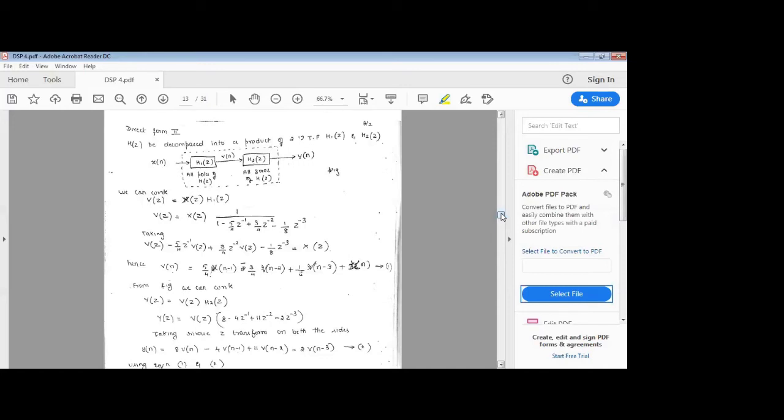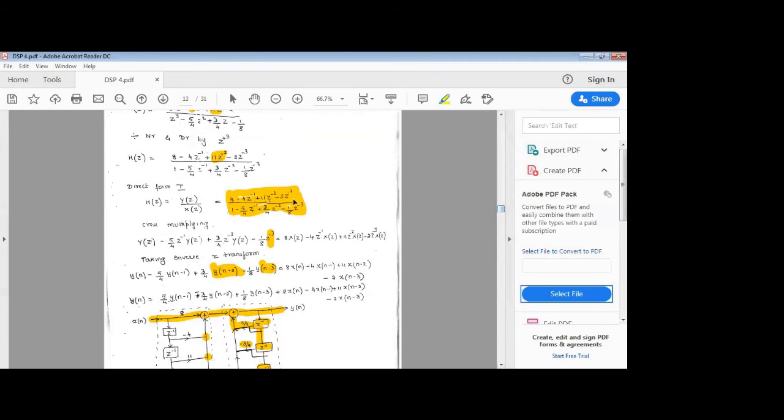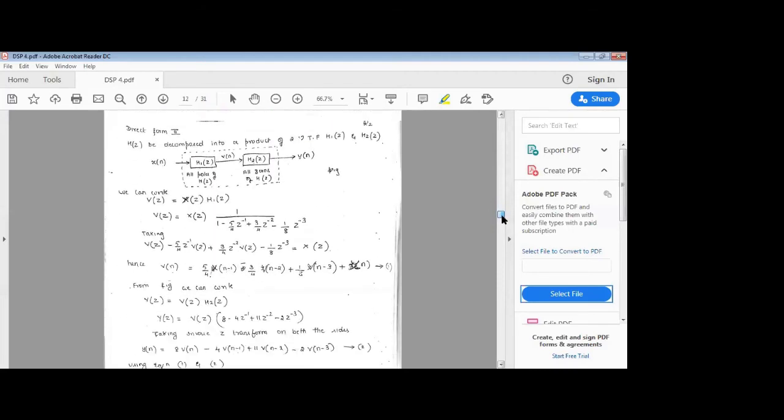So I can write H1 of z as 1 over 1 minus 5 by 4 z inverse plus 3 by 4 into z to the power of minus 2 minus 1 by 8 into z to the power of minus 3. Okay, so you can see, for the same transfer function, I am trying to write it in the form of a direct form 2 structure.